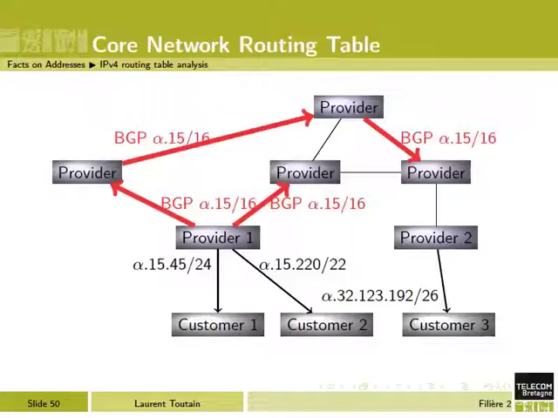This is a good addressing plan because, for example, this provider doesn't give the list of its customers. What the provider announces outside is just an aggregation of all the prefixes of this customer, so a shorter prefix. If I have 250 customers, I just send one entry, and the size of the prefix is smaller. The smaller the size, the more generic the prefix.